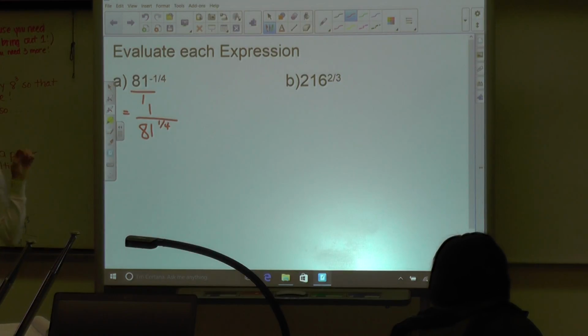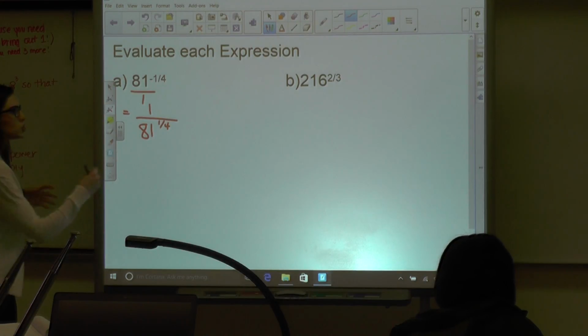Okay, let's go through. 3 to the power 2 is what? What's 3 squared mean? 3 times 3. So that's 9. So what's 3 cubed? 27. So that's not it. What's 3 to the power 4?